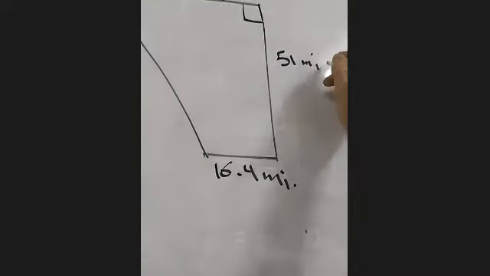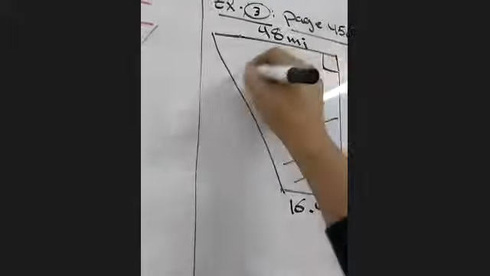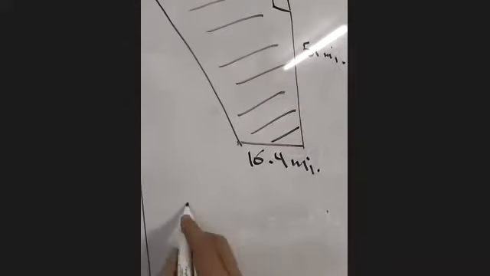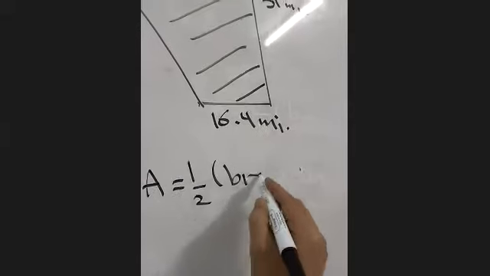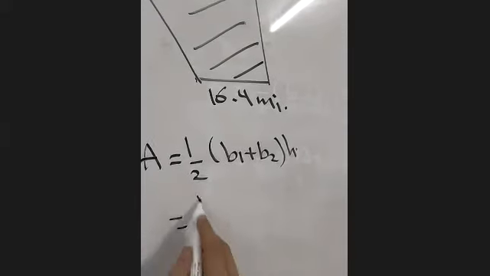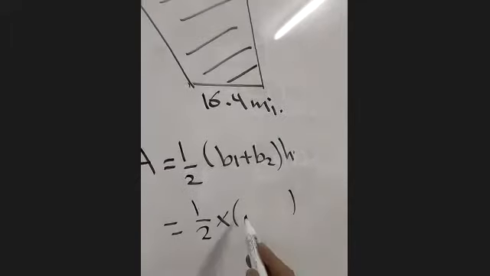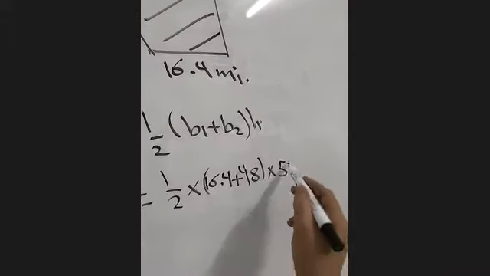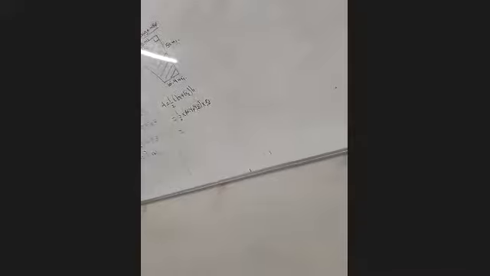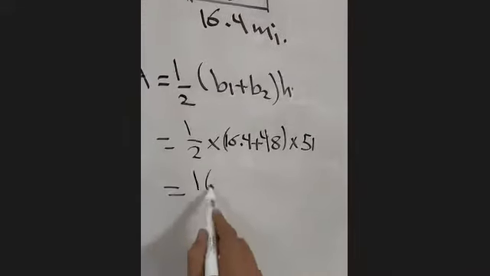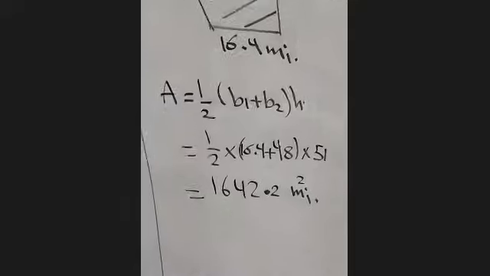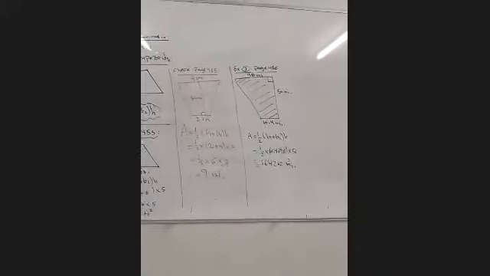Now this area or this town, let's say we will find its area. Now I'll apply the formula: A equals half multiplied by B1 16.4 plus B2 48, multiplied by the height 51. Add this, take half of it, then multiply by 51. The answer will be 1642.2 square miles. This is example 3.